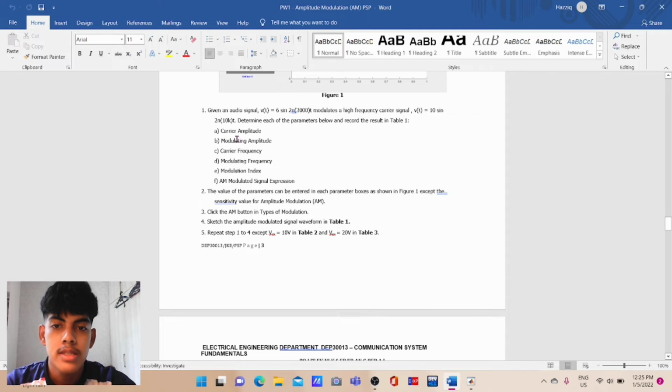So I have been given the equations for VM, FM, VC and FC. Given an audio signal VM(t) equal to 6 sin 2 pi 3000t modulates a high frequency carrier signal VC(t) equal to 10 sin 2 pi 10kt. Determine each of the parameters below and record the result in table 1. So the VM is 6 volt, the FM is 3000, the VC is 10 volt, and the FC is 10K.